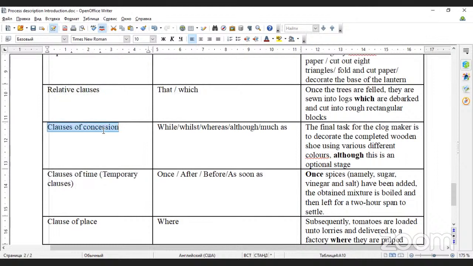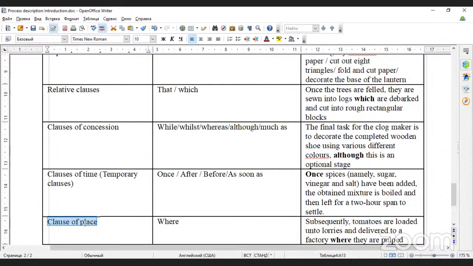So while the process of silkworm production comprises this number of stages, the life cycle of the silkworm consists of this number of stages, so they can have some contrast. And then also clauses of place. So these are four types of complex sentences that you can use quite naturally in process descriptions.